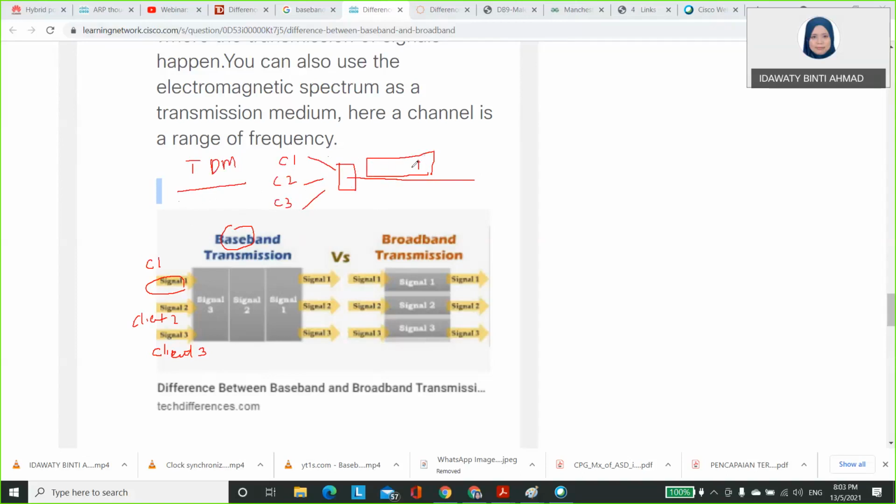This is the first slot for client number 1, this is number 2 for client number 2, and this is the third slot for client number 3. So remember that when you use TDM, the time is shared. Normally, what you have here is like this.